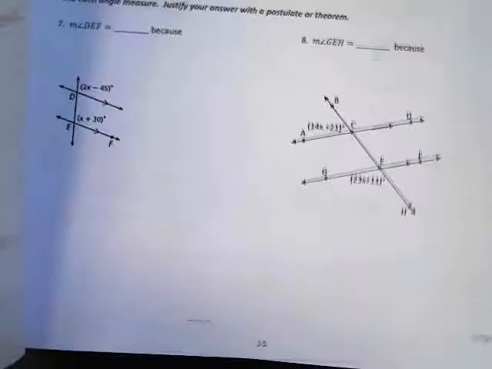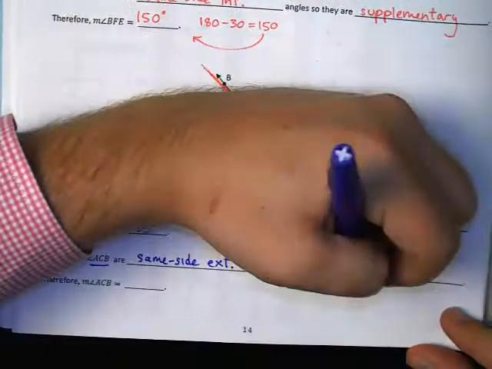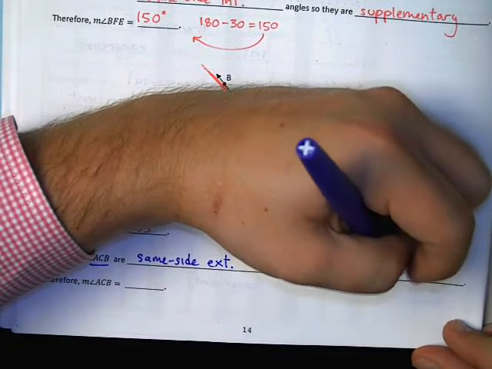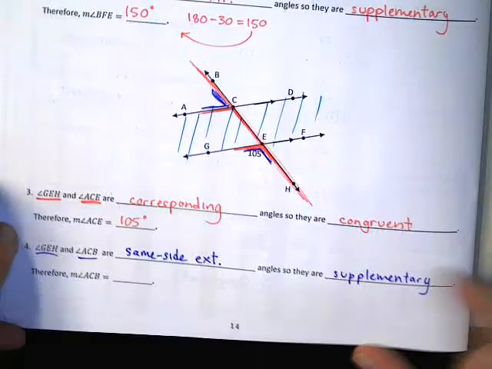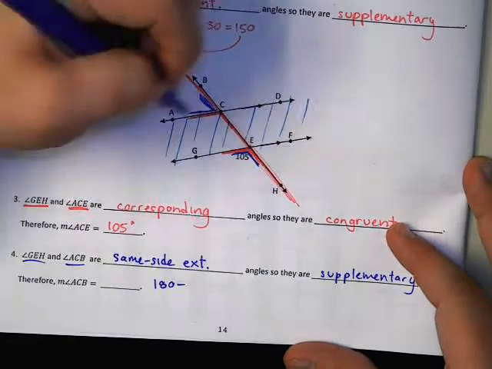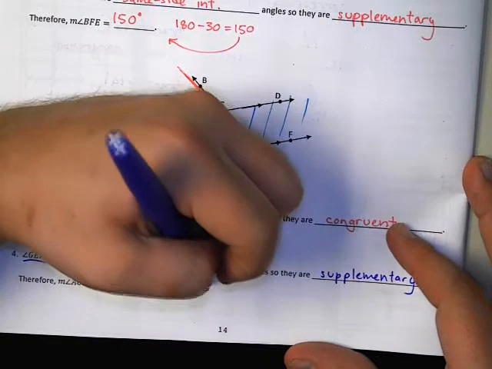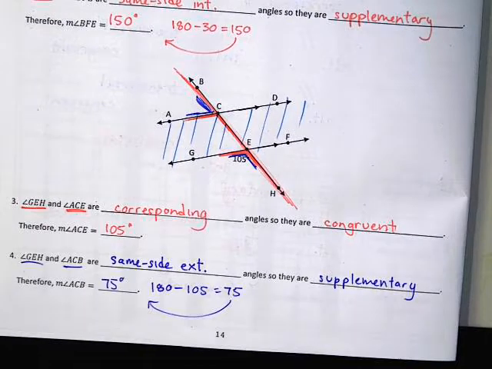So we know that same side exterior angles are going to have to be supplementary to each other. Once again, we need to remember the definition of supplementary. If we have one angle, then all we have to do is 180 minus the angle to get its supplement, which is 75 degrees.